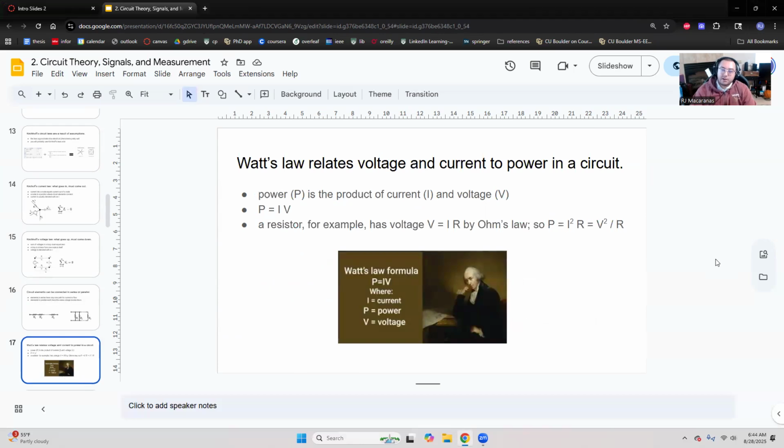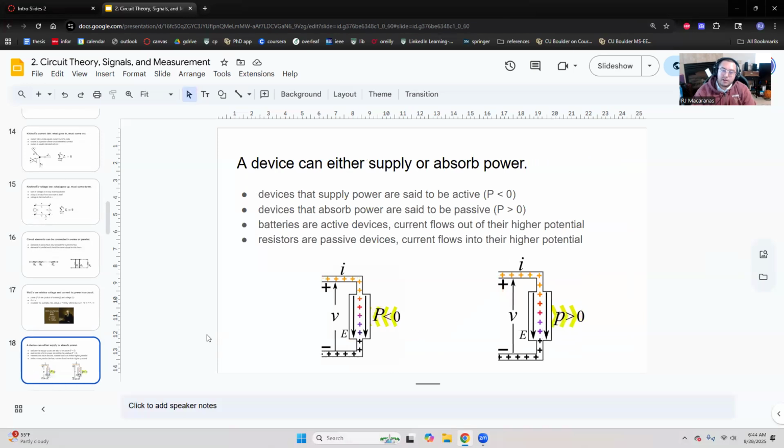So this is Watt's law. Power is the product of current and voltage, and this is true for all electrical elements at least. For a resistor, we have Ohm's law that relates voltage, current, and resistance, and so we can determine the power dissipated through a resistor using Watt's law. You won't always see this defined as Watt's law, but some sources do.